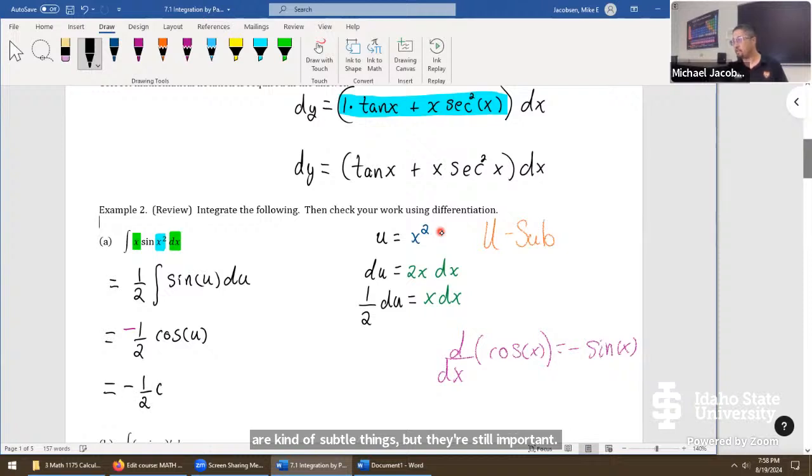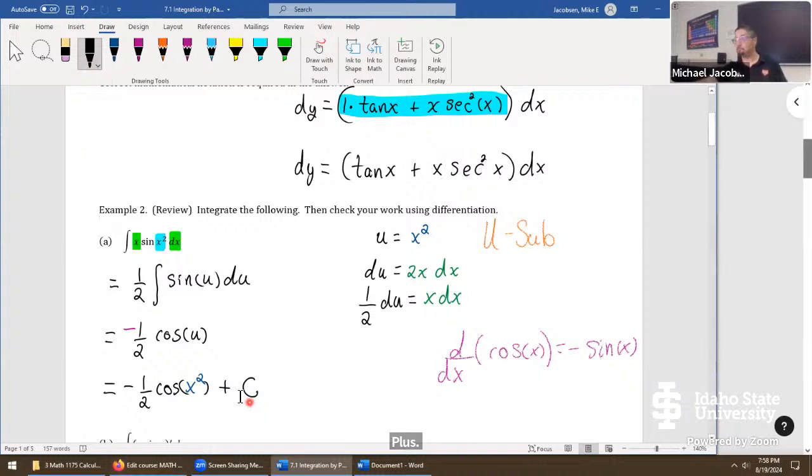Negative 1/2 cosine of x squared plus the constant. The constant is, again, one of those little things where I sometimes forget to put that in, but it actually really matters. In differential equations, forgetting that can throw the entire problem off. It throws it off badly. It's not as if your problem's a little bit off. You can miss the whole thrust of the question without that constant right there.